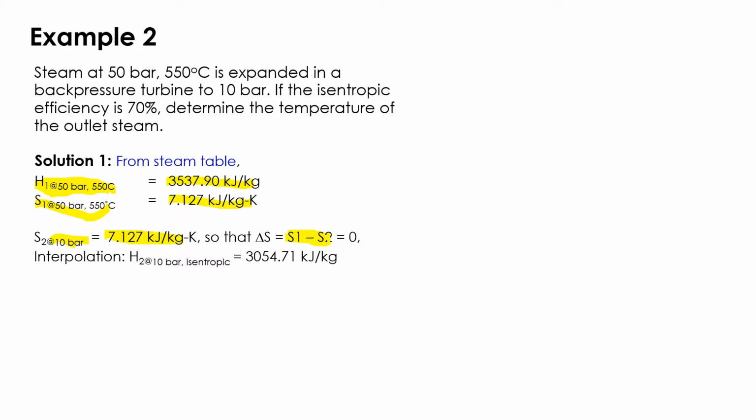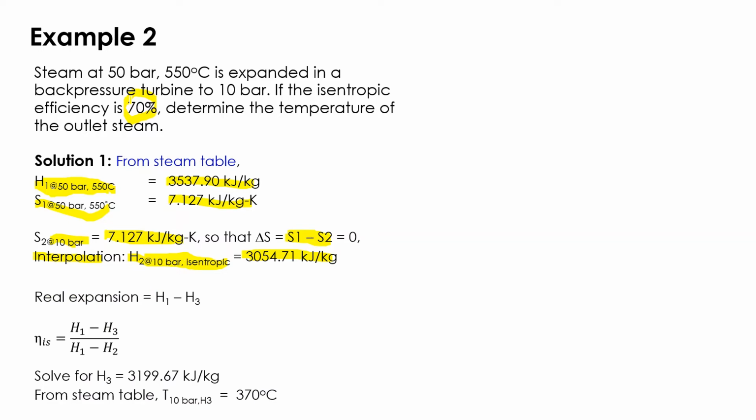And then from the steam table, we will be able to interpolate the value for enthalpy at point 2, which is the enthalpy of the outlet from the isentropic steam table at 10 bar, corresponding to this value. Then by having this value and knowing the efficiency of the turbine, we can apply the turbine performance equation here to find H3, the actual enthalpy of the exiting steam.